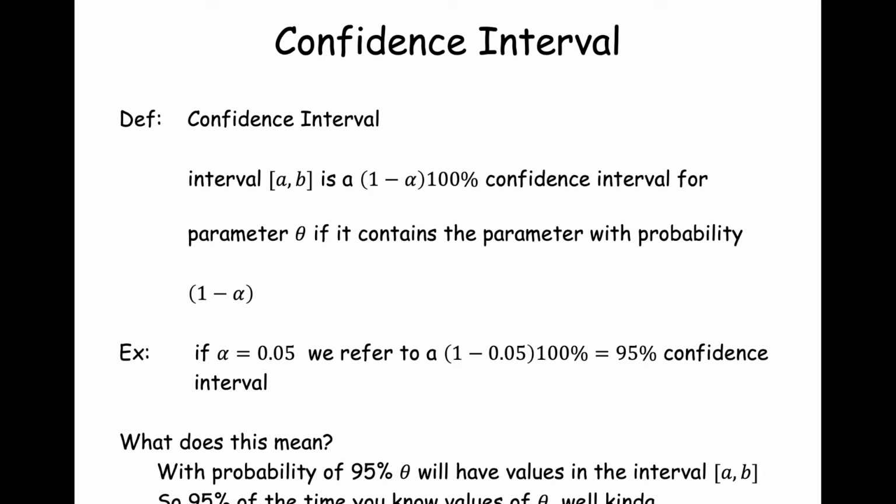So what does this mean? It means with some probability of 95%, theta will have values that are covered by that interval A and B 95% of the time. Well, that is almost like saying, not quite, but almost like saying 95% of the time you know the values. But what it's really saying is how sure are we that this unknown theta will fall somewhere within this interval AB. So it is a statement about the intervals, not about theta itself.